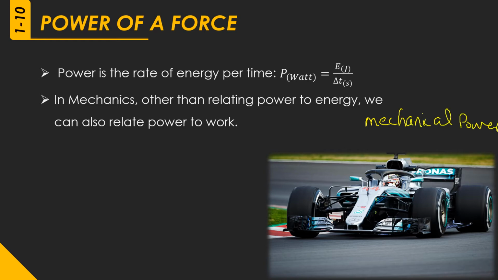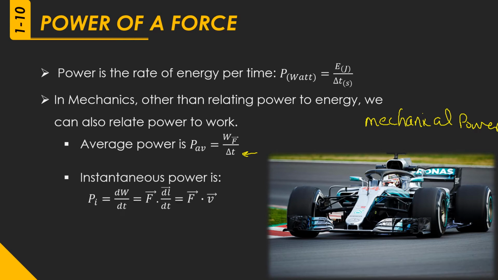Simply, instead of writing energy, we write work, and we get average power is work of the force over delta t. Delta t because we are talking about average power. Regardless of whether the work changes or anything, when you calculate the total work divided by the overall duration, we get the average power in watts. And if we specify a certain instant, then instead of delta t we use dt, and instantaneous power P becomes d work by dt, standing for infinitesimal variation.